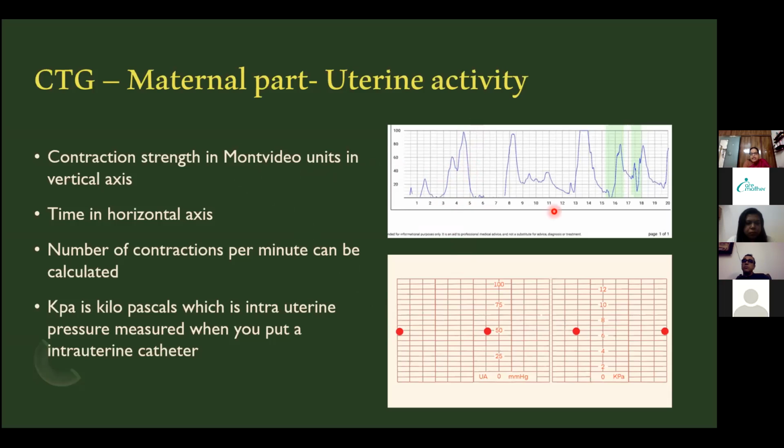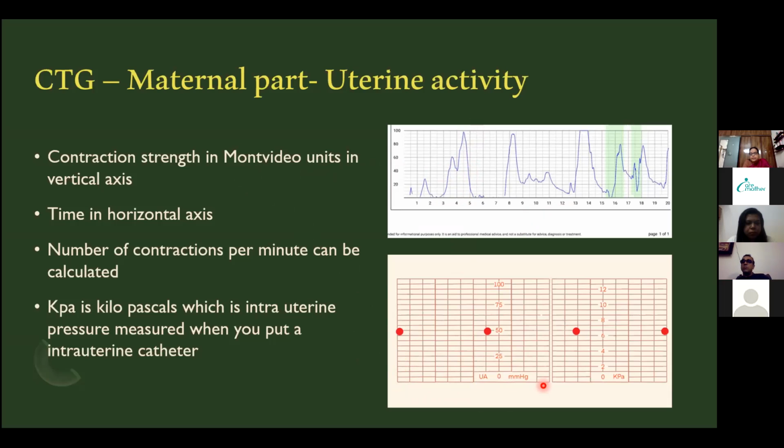So the horizontal axis again, you have to note, if you are setting it at 3 centimeter per minute, the entire division will be 1 minute. If you are setting at 1 centimeter per minute, this will be 1 minute. So you should be aware of that.